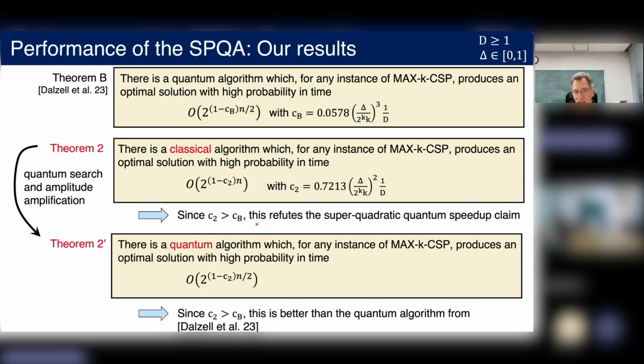And we can actually apply quantum search and amplitude amplification on top of this in order to have a square root on the running time, that is, dividing the exponent by 2. And this time you get a quantum algorithm, so we even get a quantum algorithm which is better than the original one. It's a second conclusion. But the main one is really theorem 2, which says that there is no super-quadratic quantum speedup. Any questions?